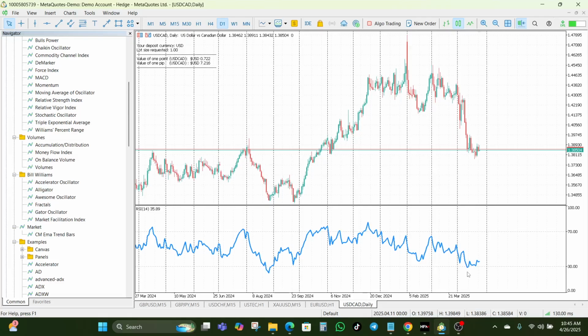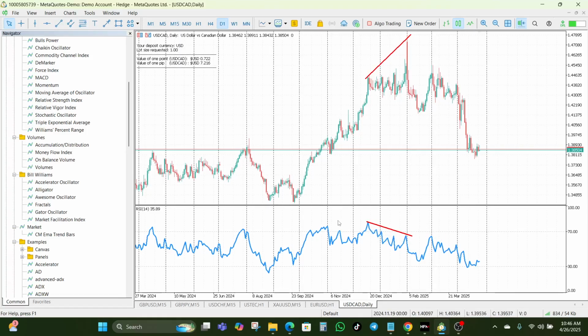But here's where things get even more interesting, and that's divergences. Divergences occur when the RSI and price action start moving in opposite directions. So this could mean the price is forming higher highs while the RSI is making lower highs. When you notice that, it means a divergence is forming, right? In that case, we call that a bearish divergence.